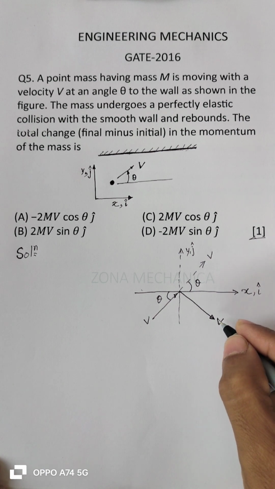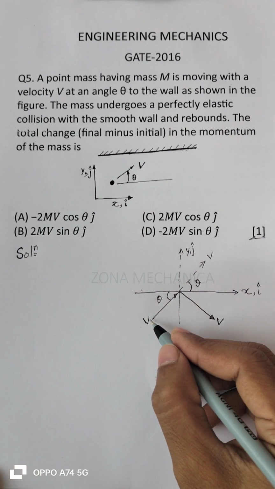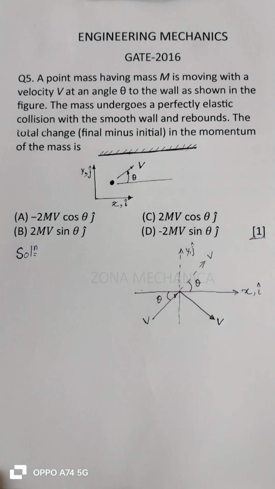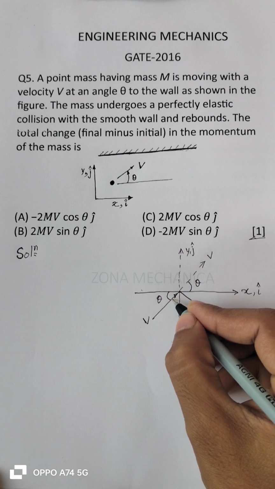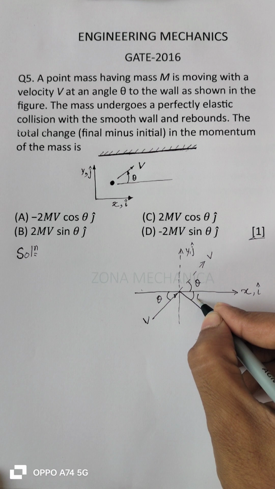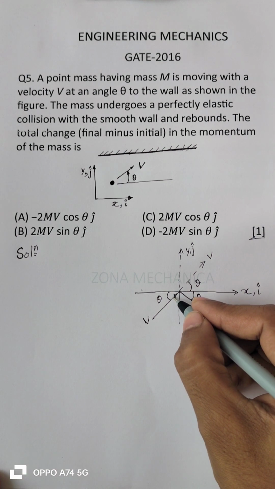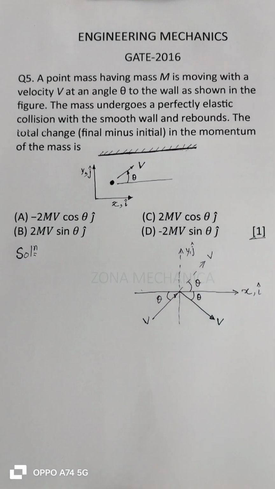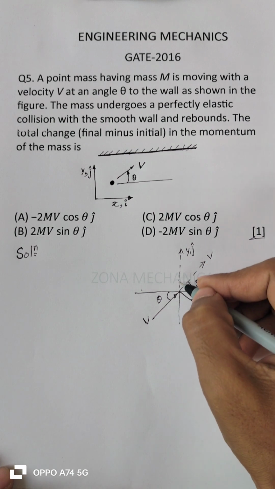The magnitude of the final velocity is equal to the magnitude of the initial velocity. Only change will be in direction. And since the approach angle is theta, this will also be theta. If you consider, this angle will be same. Okay, so what we have to do, we have to calculate the momentums along y-axis.